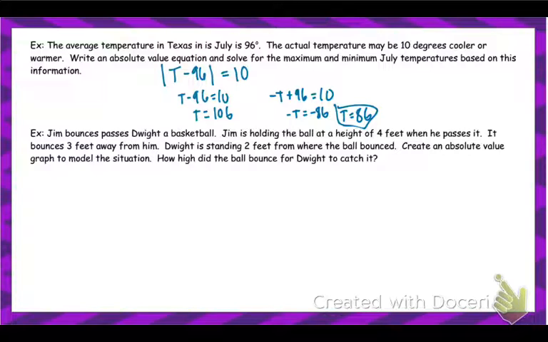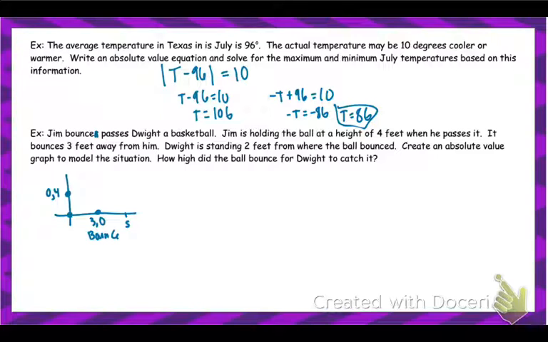All right, so this last one is really more of a graphing kind of equation. It combines graphing with this equation solving. So Jim passes Dwight a basketball. Jim is holding the ball at a height of 4 feet when he passes it. So let's say here's 0, 0. Let's say this is Jim holding the ball. That means the ball is going to be at 0, 4. All right, he bounces it 3 feet away from him. Well, it's going to bounce on the ground, and that ground is 3 feet away from him. So at 3, 0, that's the bounce. Dwight is standing 2 feet from where the ball bounced. So Dwight is over here at 5 something.